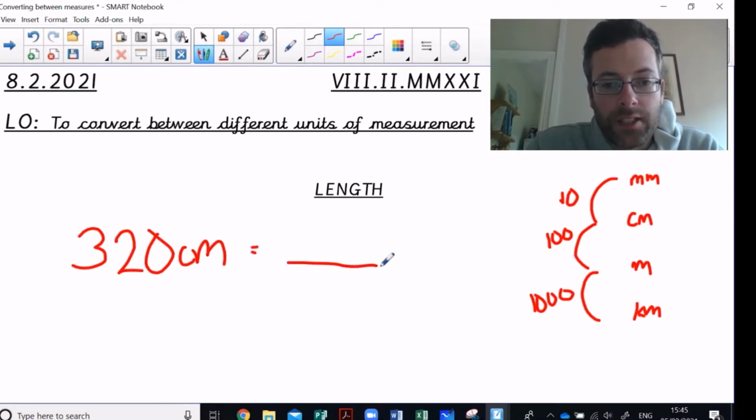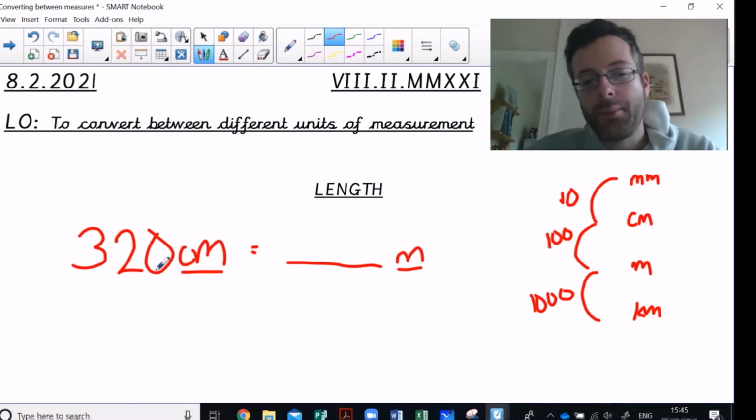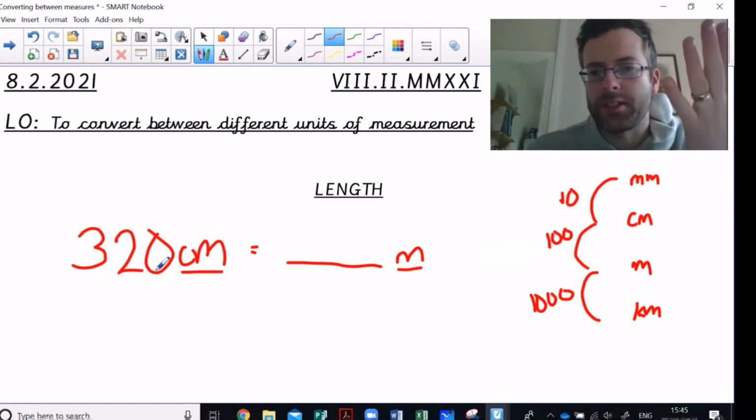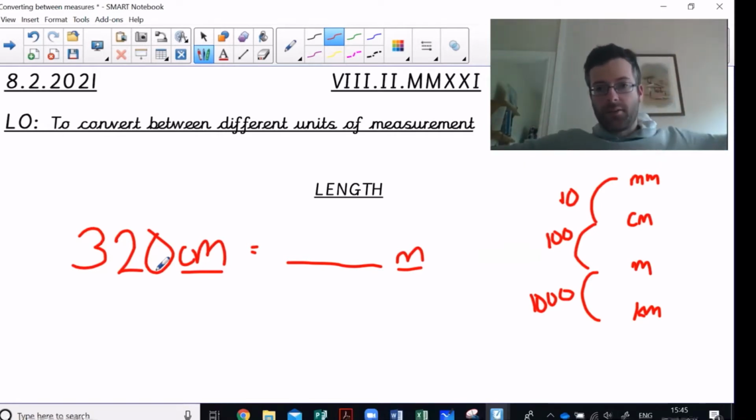Okay, so the first thing I need to do is work out what's the important number to get me from centimeters to meters. And it's 100, because there are 100 centimeters in a meter. So I'm either multiplying or dividing by 100. Now, if I've got 320 centimeters, am I going to have fewer meters for it to be the same thing? And yeah, I am, because a centimeter is only this big and a meter is like half of me.